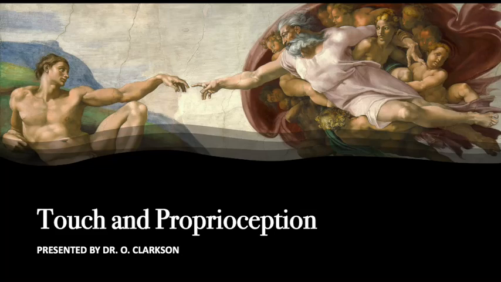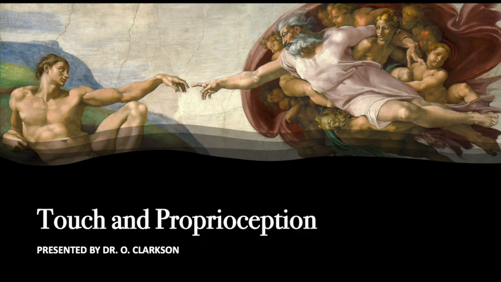So let's get into touch and proprioception. These are the different topics we're going to be covering. We're going to be talking about different types of skin, so glabrous versus hairy skin. We're going to discuss briefly dermatomes and the implications of dermatomes, as well as the four major sensory cell types that are responsible for touch and proprioception.